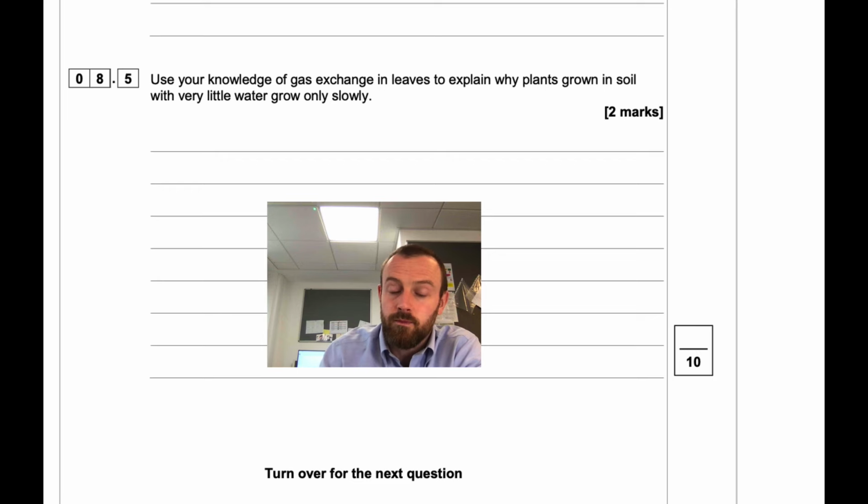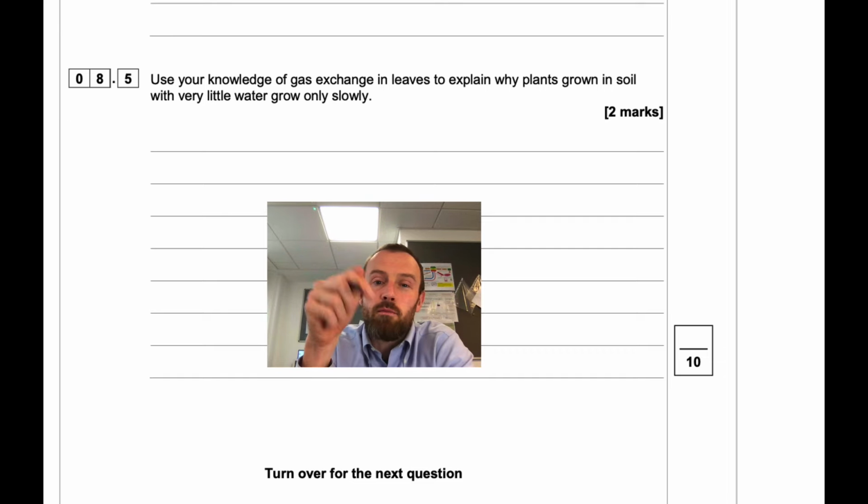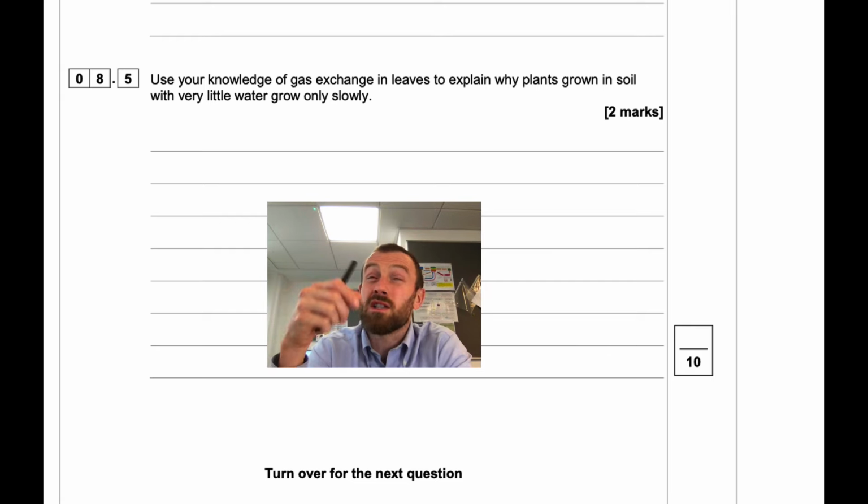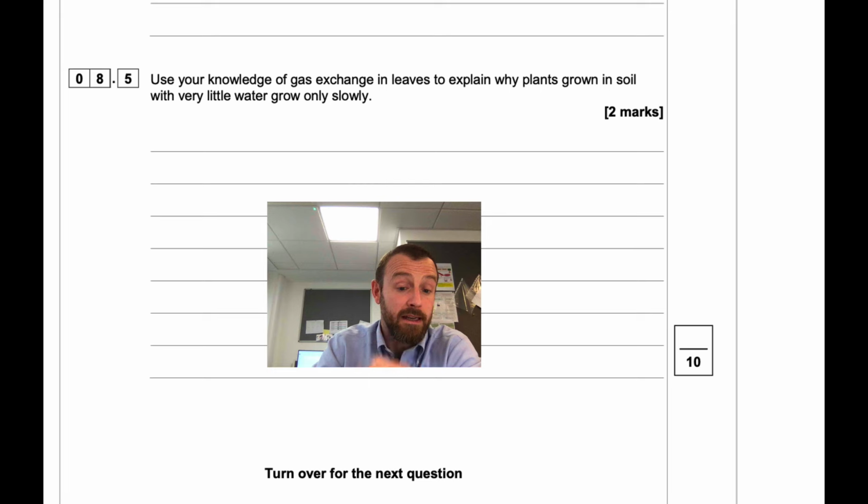Let's do that again. Okay, so you need to remember that xerophytic plants have far fewer stomata, or they might even have sunken stomata, compared to non-xerophytic plants. With fewer stomata, or stomata that are closed more often, we're going to have a reduced rate of diffusion of carbon dioxide into the leaf, so therefore a lower rate of carbon fixation and photosynthesis, a lower rate of glucose synthesis, and a lower rate of growth.